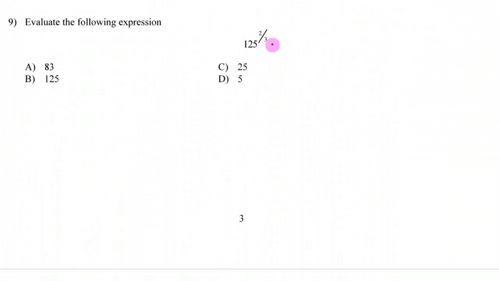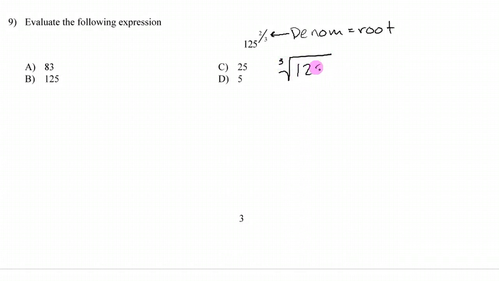For number 9, this one's really easy. If you remember, the denominator is always the root for an exponent. So the denominator is always a root. So another way to write this is the third root of 125. And then the top still stays as an exponent, so we'll do this squared. Well, what's the third root of 125? It's just 5. And if I square that, our answer is 25.